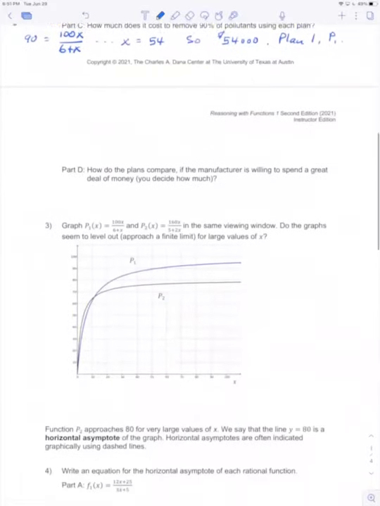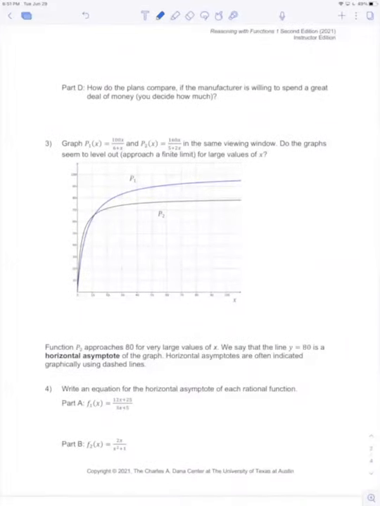I'm just going to scroll up here. Part D says, how do the plans compare if the manufacturer is willing to spend a great deal of money, you decide how much. Well, for a lot of money, plan 1 removes almost 100% of the pollutants, while plan 2 never removes more than 80. We can even see that on the graph that's included here. You can see plan 2 in the black curve never even reaches 80, so it's not going to go above 80. P1 is going to continue. If you wanted to keep going and going, it would go pretty close to 100.